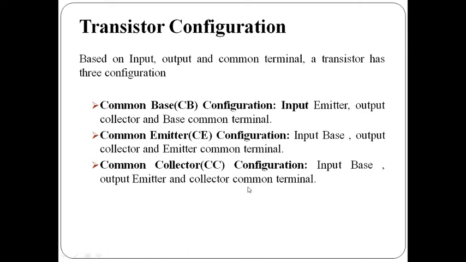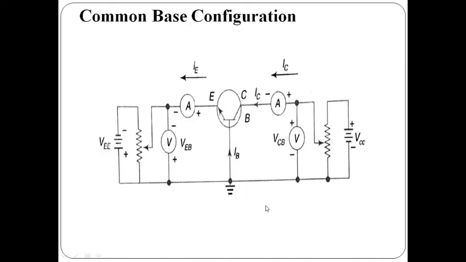So based on these configurations, a transistor can be used for either voltage or current amplification. Now let us look at the first type of configuration, the common base configuration. Here the figure shows a circuit diagram of a common base configuration. From the figure it is clear that the base terminal is common for the input emitter and the output collector. The current that flows through the input side will be the emitter current, and the forward bias voltage applied to the emitter to base junction is given by VEB. On the output side, the collector current flows and the reverse bias voltage applied to the collector base junction is given by VCB.